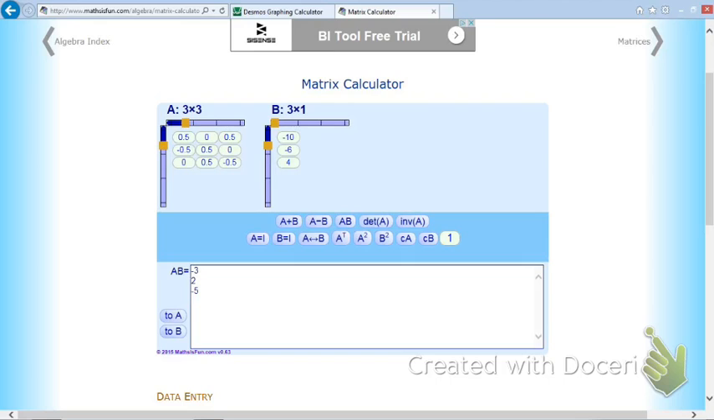And so that tells me that negative 3 is your x, 2 is your y, and negative 5 is your z. So it's the ordered triple, negative 3, 2, negative 5.